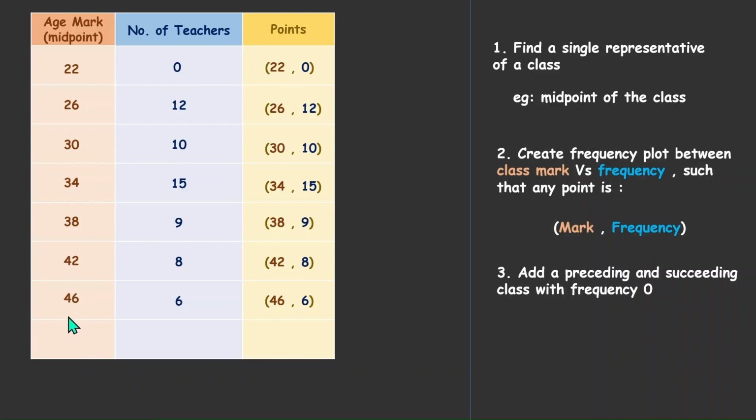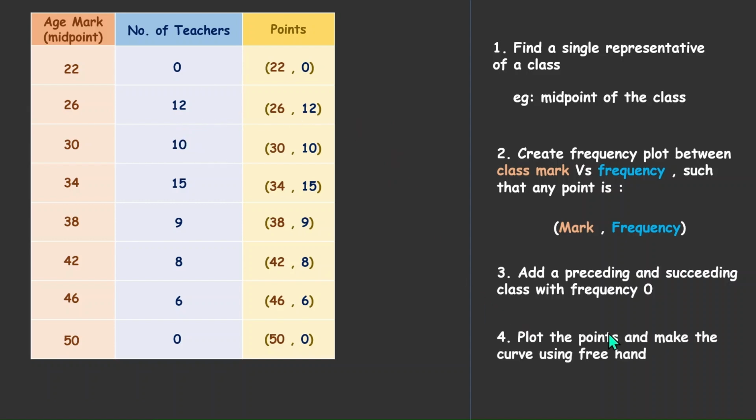Whereas in the succeeding class, 46 plus 4, that is 50. The frequency would still here be 0, and the point would be 50, 0. Now that we have both of these points also, then we can make a complete graph that would translate the histogram to a frequency polygon. So this is our data, and now let's build the graph on this data.